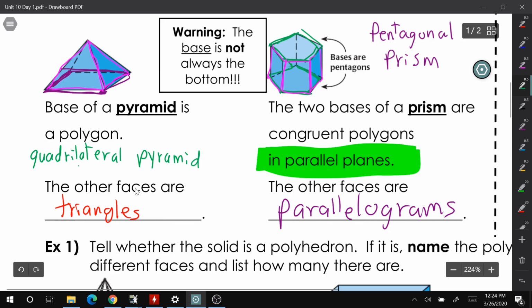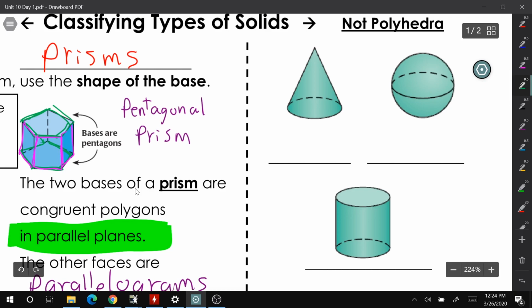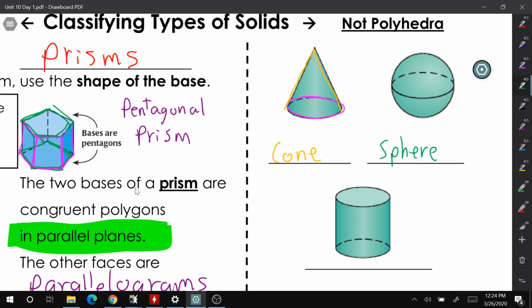Okay. So then what about over here where we have things that are not polyhedra? Well, think about it. Yes, this cone has a base, but we don't have any faces on it. We don't have any other sides here. It's just this cone that's wrapped around. Okay, a sphere, there are no bases in a sphere, so you really have no two bases that are parallel to each other, and you don't have any faces that are triangles or parallelograms.